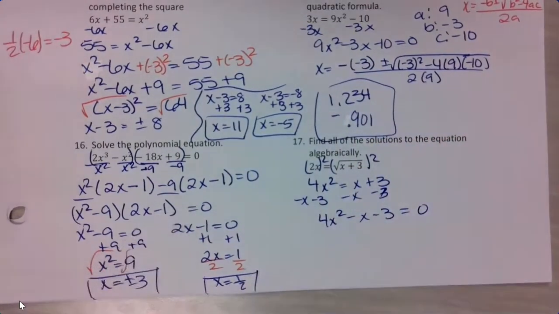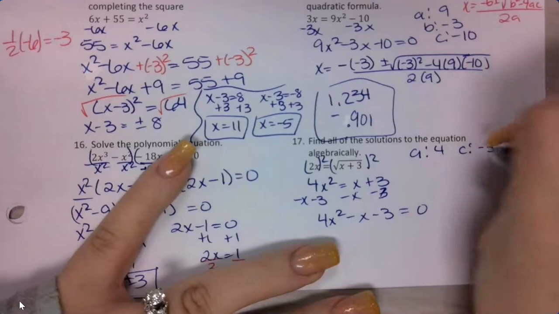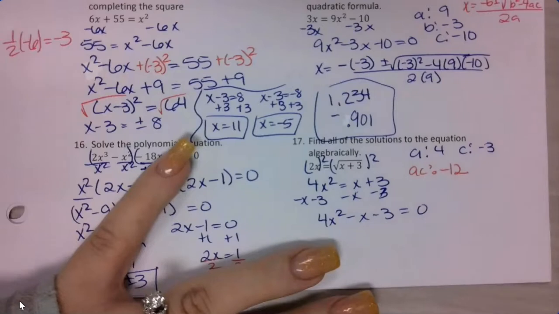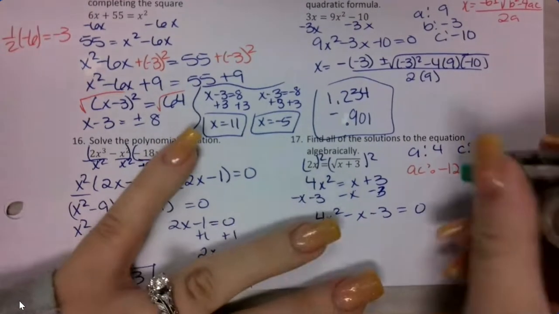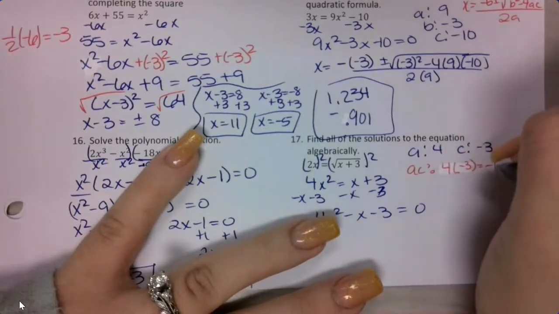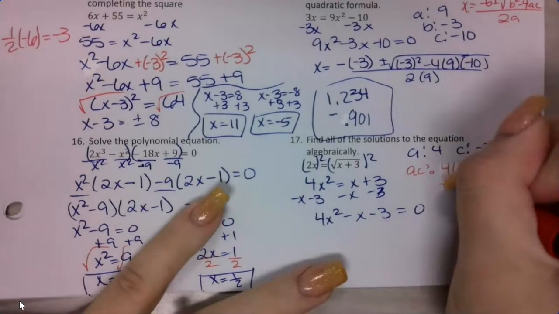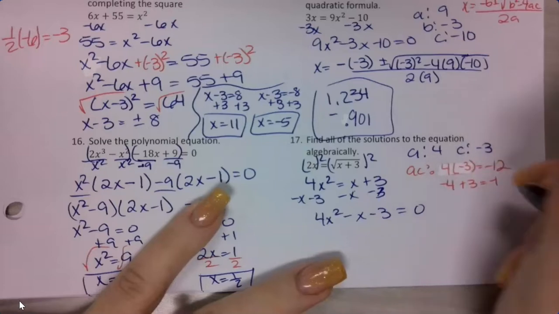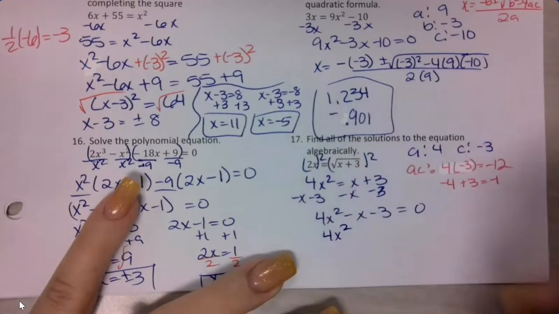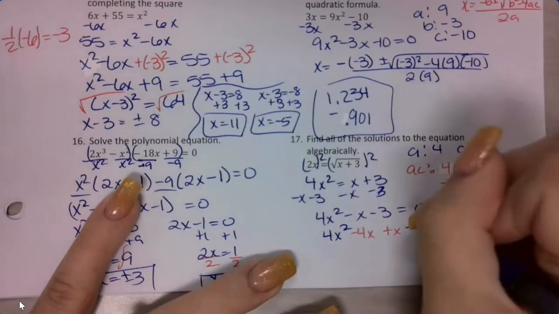I can solve any way I want. I'm going to use the AC method. My a is 4, my c is -3. So AC is -12, because I took 4 times, oops, I should have written that out. I have 4 times the -3, which gives me -12. So I'm looking for what multiplies to -12 and adds to -1. That is -4 and +3. So I'm going to split up my middle piece into those 2 numbers I just wrote. I have 4x squared, and I'm going to have minus 4x plus x minus 3 equals 0.